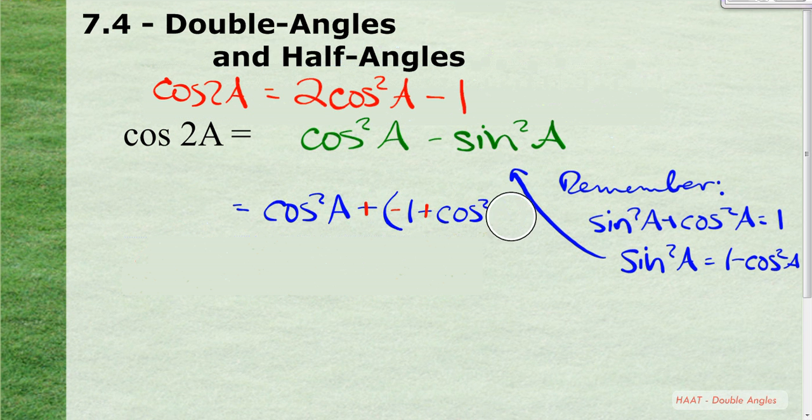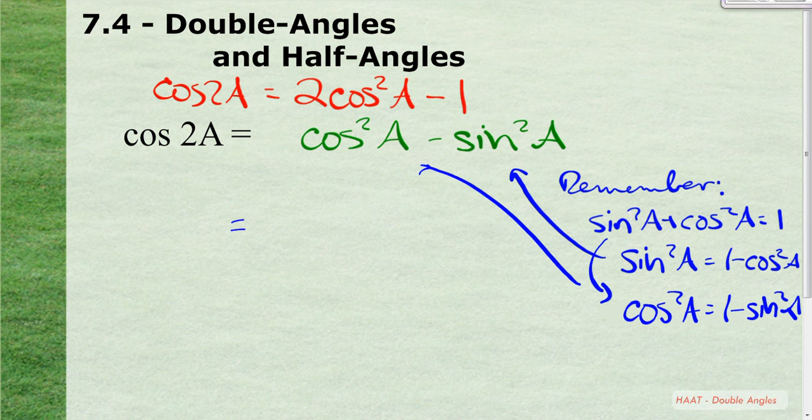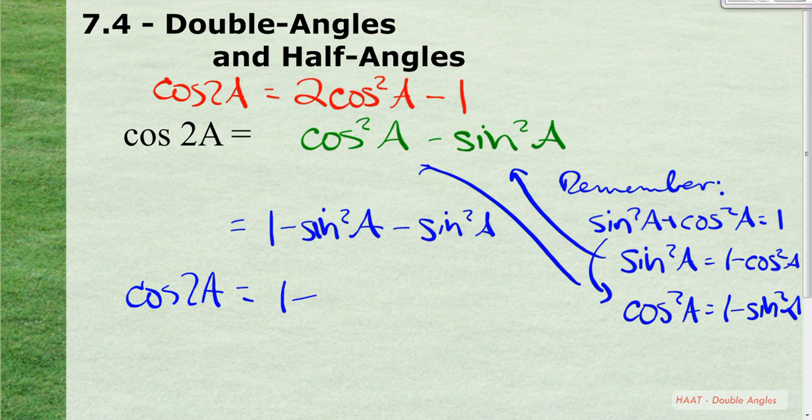The other way that you could do it is, remember also that cosine squared a is equal to 1 minus sine squared a, if we do a little subtraction. So we could go ahead and substitute that in. And so then that's going to turn into 1 minus sine squared a for the cosine of a, minus sine squared a. So you could also rewrite cosine of 2a as 1 minus 2 sine squared of a. And that would be your other one.